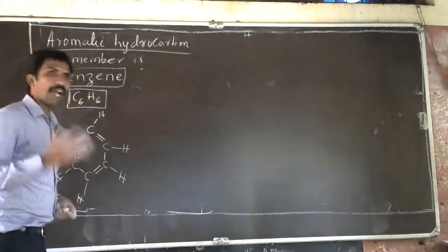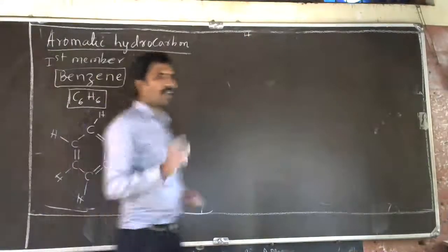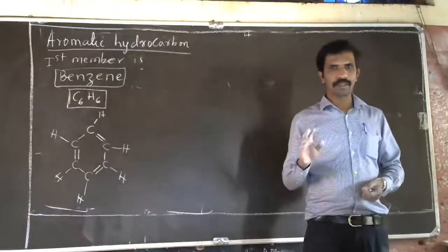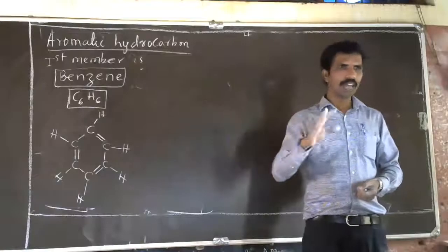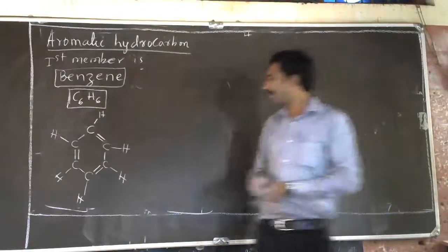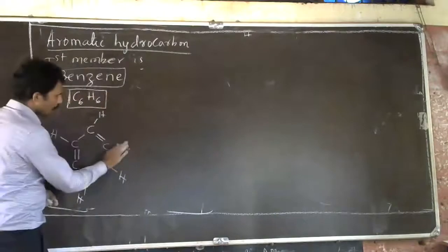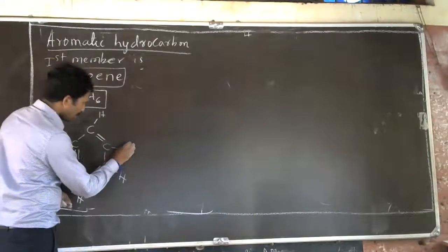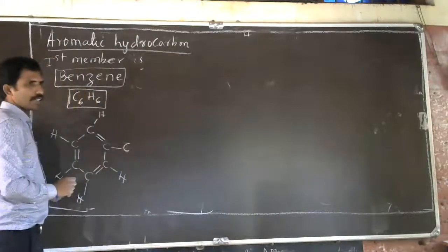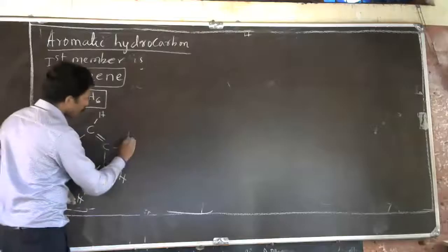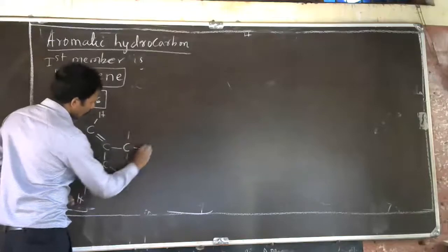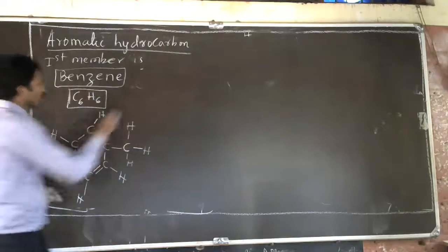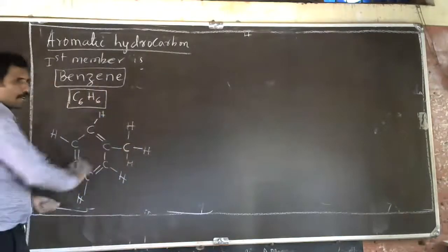All other aromatic hydrocarbons are the derivatives of benzene. They are formed from benzene. So if we take, see here, one of the hydrogens is displaced by carbon, and this carbon will bond with three other hydrogens. Understood? Then the name is different now.